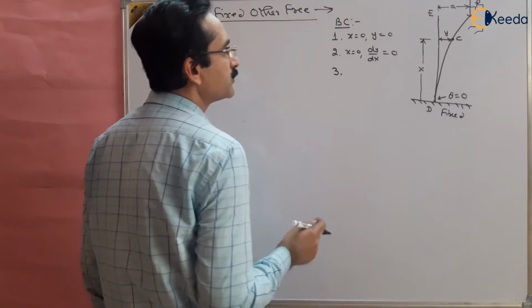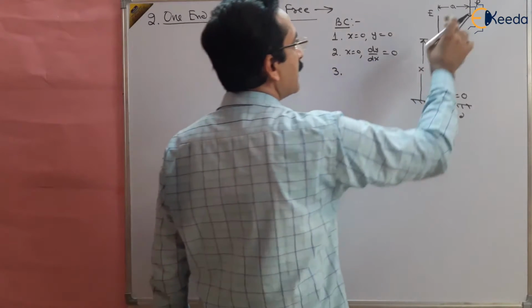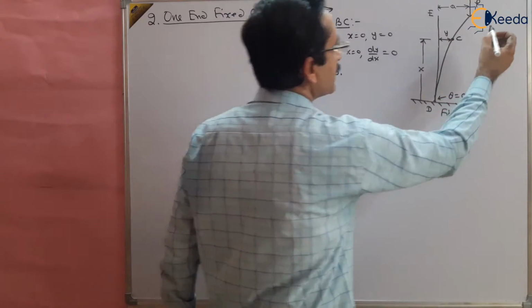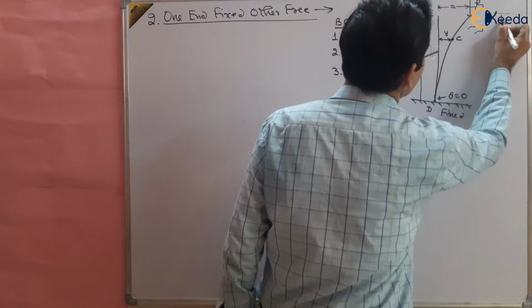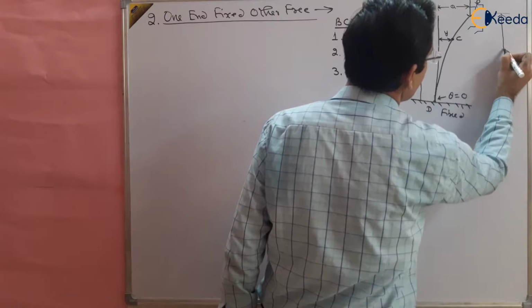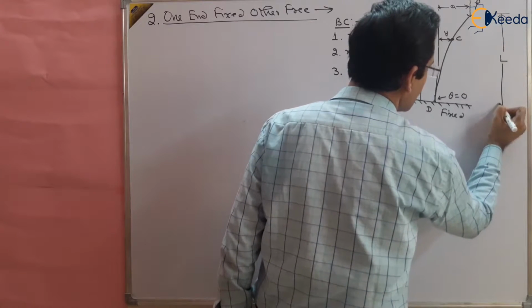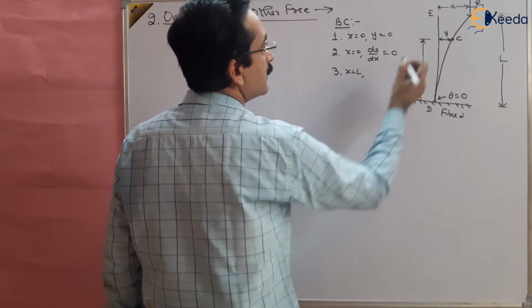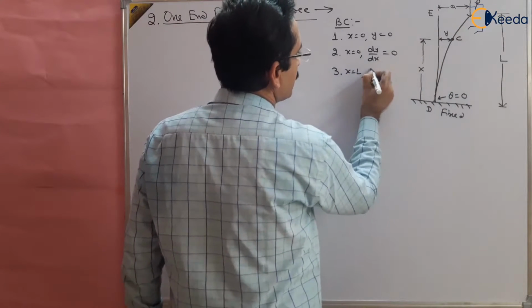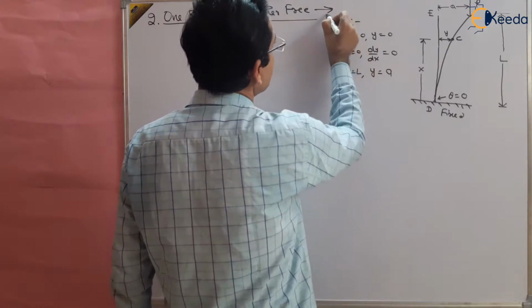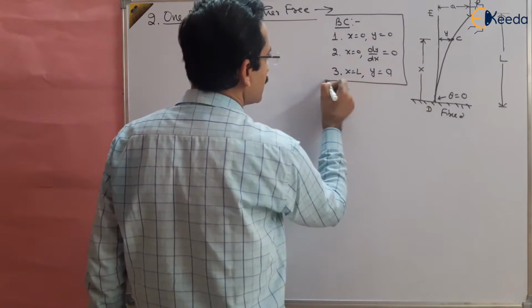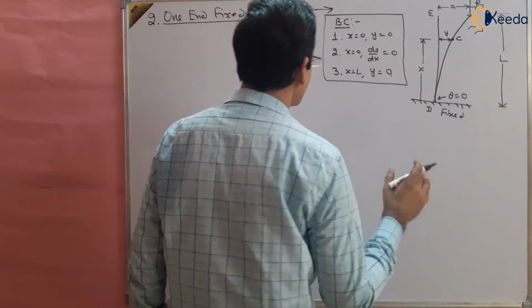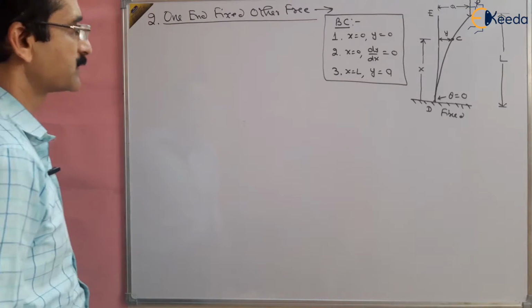And third, you can also use, if required, that at this point x is equal to L, say this is the length of this column, L. At x equal to L, the deflection y will be equal to A, right? So these are the boundary conditions which will be required for solving the unknown constants A and B.